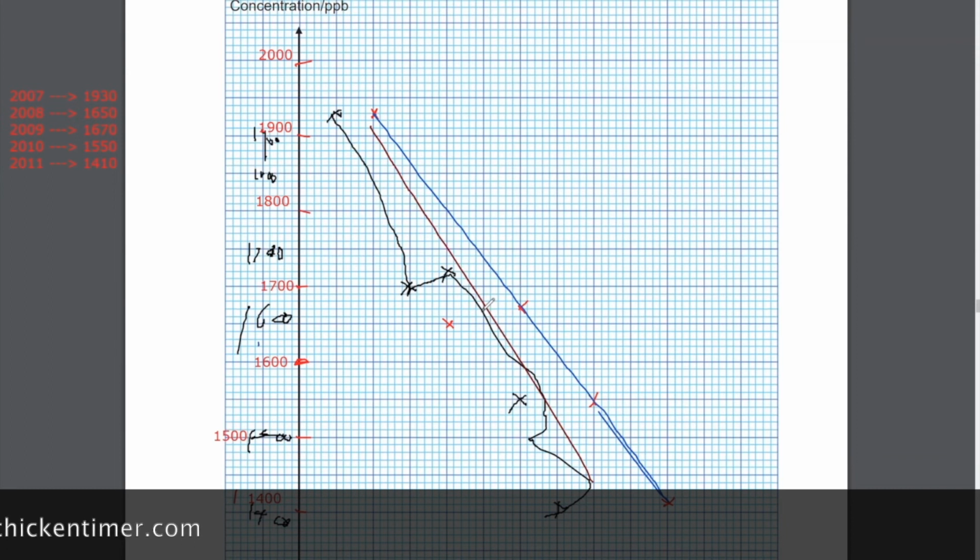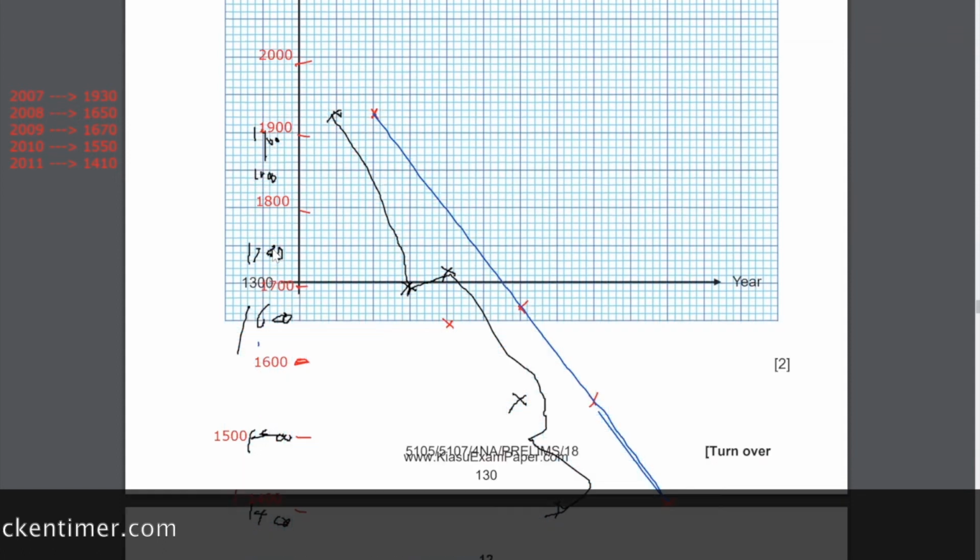So I don't do that. I'll just go according to the blue line, because they say best fit, which means you don't necessarily need all the points to be on the line. Okay, so your axis labeling and all that must be at regular intervals.